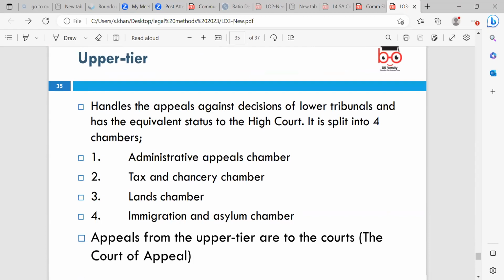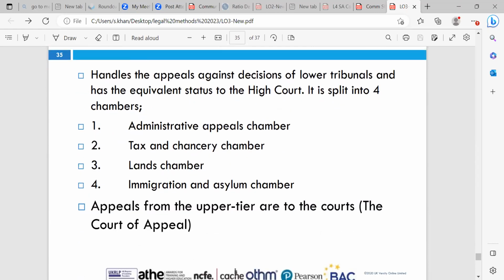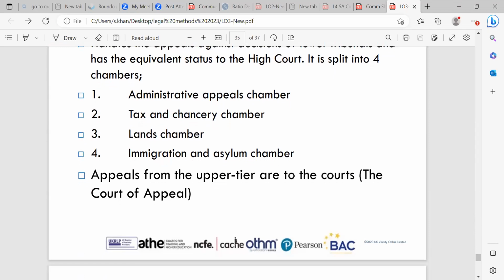The upper tier handles the appeals against decisions of lower tribunals and has the equivalent status to the High Court. It is split into 4 chambers: Administrative Chamber, Tax Chamber, Lands Chamber, and Immigration and Asylum Chamber. Appeals from upper tribunals are to the Court of Appeal. And the reason they have the different chambers is they all deal with something specialist in that area.